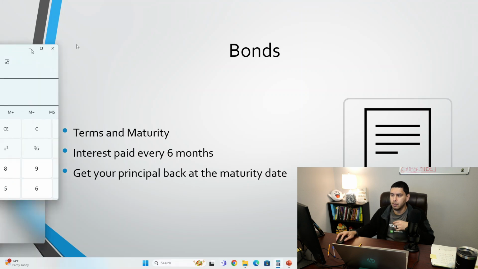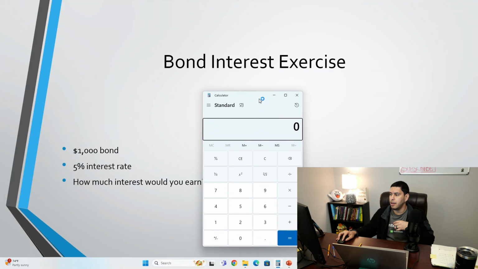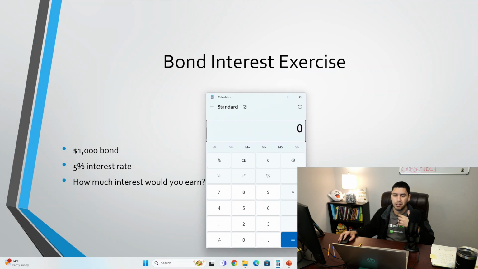Get our little calculator here, and let's say that we buy a US government bond that pays 5% interest rate for $1,000, and it's for 10 years. So they pay you interest twice a year for 10 years. How much total interest would you earn on this bond?